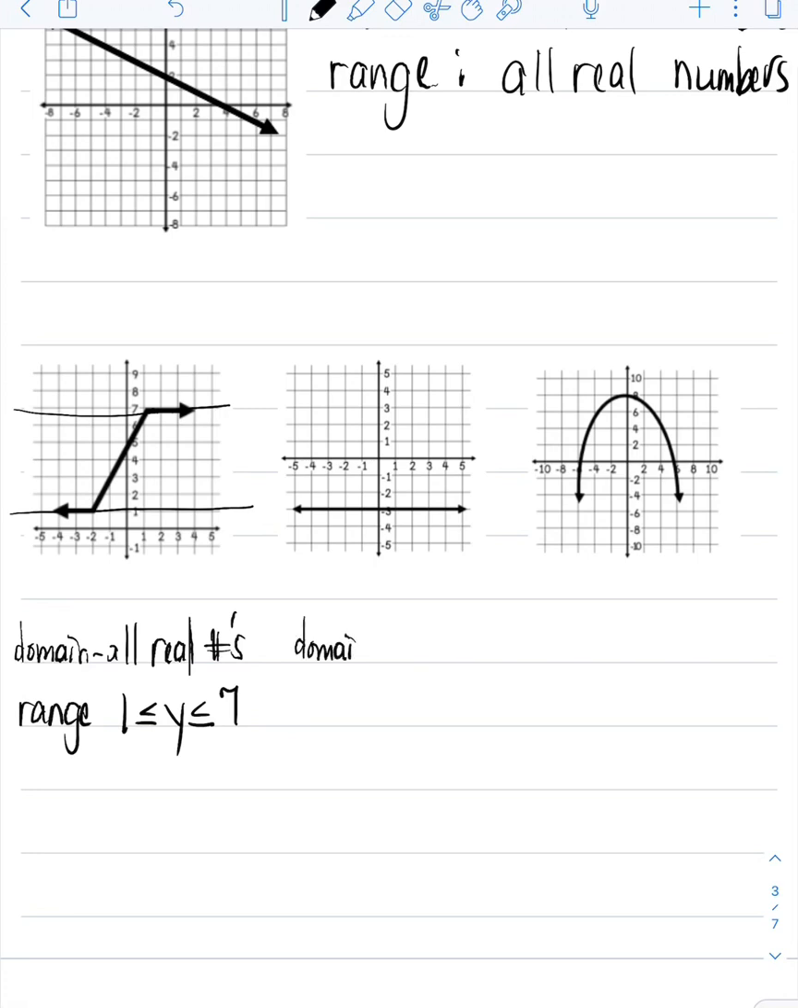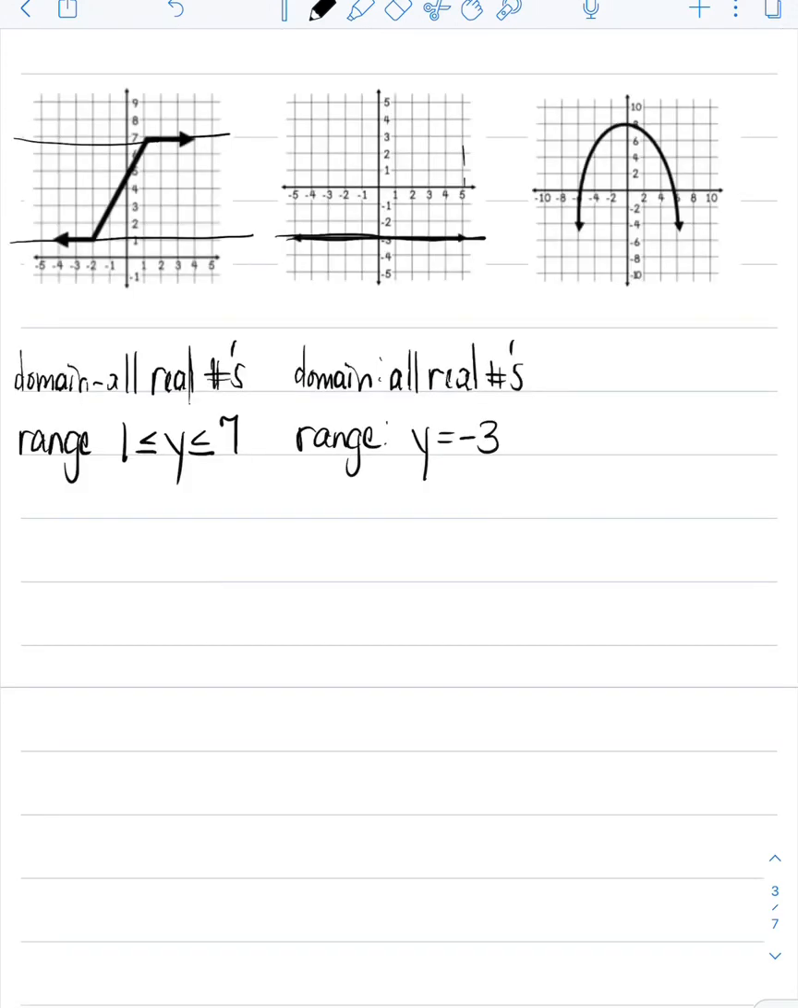So on the next one, our domain, or our x values, it looks like it goes from -5 to 5, but because of these arrows, our domain is actually all real numbers. Now we need to find our range, or our y values. Well, take a look at this. I only see one y value, and that's -3. So my range is y equals -3.